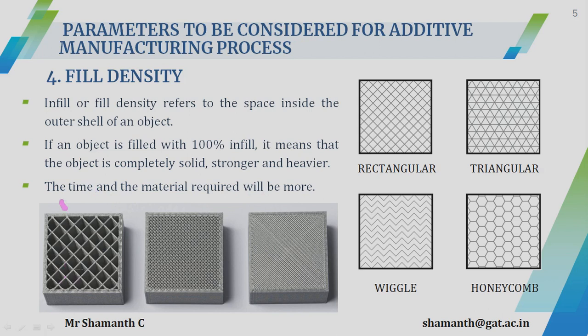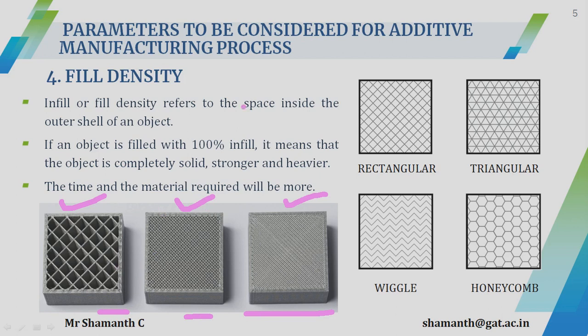You can see here this is the 25% fill. There is a pattern which has been printed inside the shell, and it is said to be 25% filled with the material. Moving on further, you have 50% fill, and then the last one is 75% fill. When you compare all three, the third print is stronger than the second and the first one. So the strength also increases as the density increases.